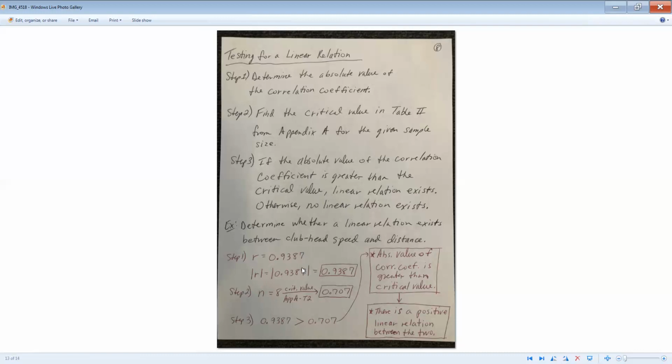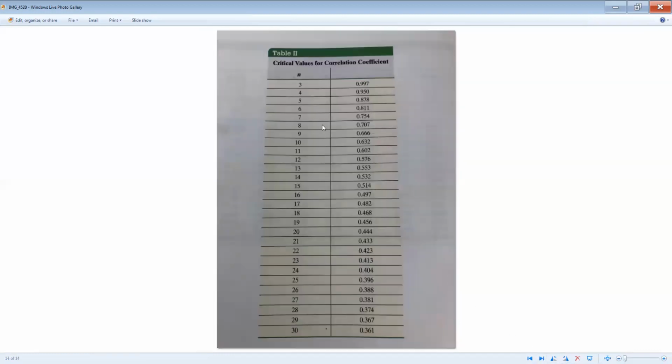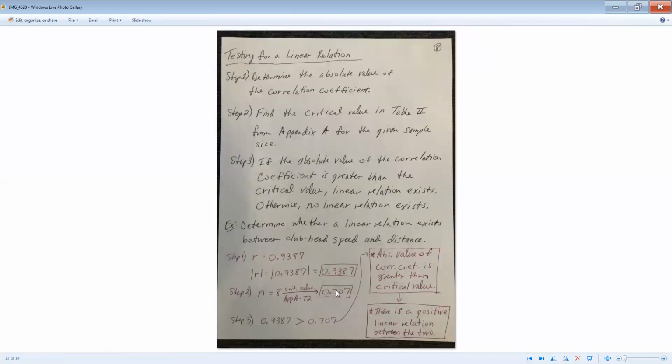So now we go get the critical value from table 2. Our sample size is 8. If you go back to our data values, we have 1, 2, 3, 4, 5, 6, 7, 8 observations. So now we go to that chart, which is right here. When n, our sample size, is equal to 8, our critical value is 0.707.